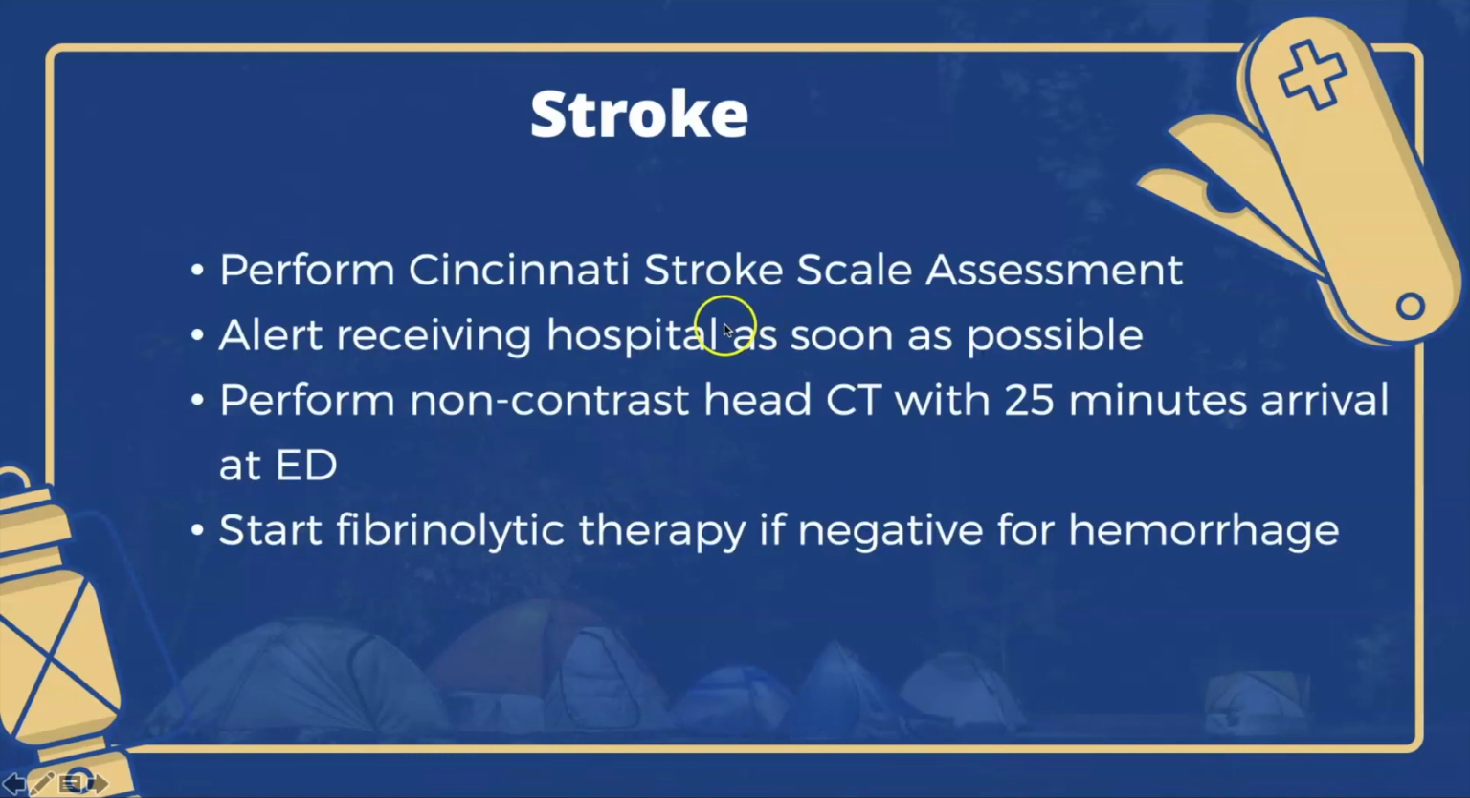Stroke. Perform Cincinnati Stroke Scale Assessment. You want to alert the receiving hospital as soon as possible. You want to perform a non-contrast head CT within 25 minutes of arrival at the ED. And you want to start fibrinolytic therapy if negative for hemorrhage. Obviously, you would never do this if they're having a hemorrhagic stroke. Never, ever, ever. You would make the situation worse.